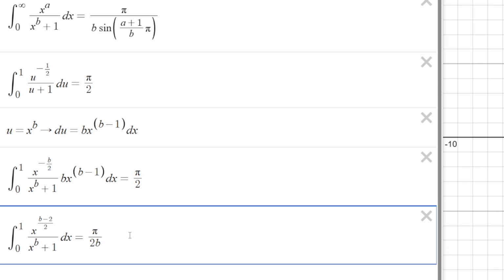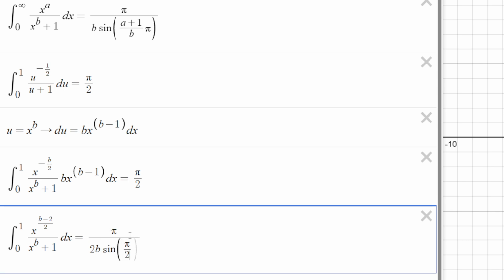But I'd like to do something else also. You'll notice that this pi over 2b can just be expressed as pi over 2b times 1, right? Well, 1 is the same as sine of pi over 2, right? Of course it is. So it's also the same as sine of pi b over 2b, right? Of course it is. So now we're here.